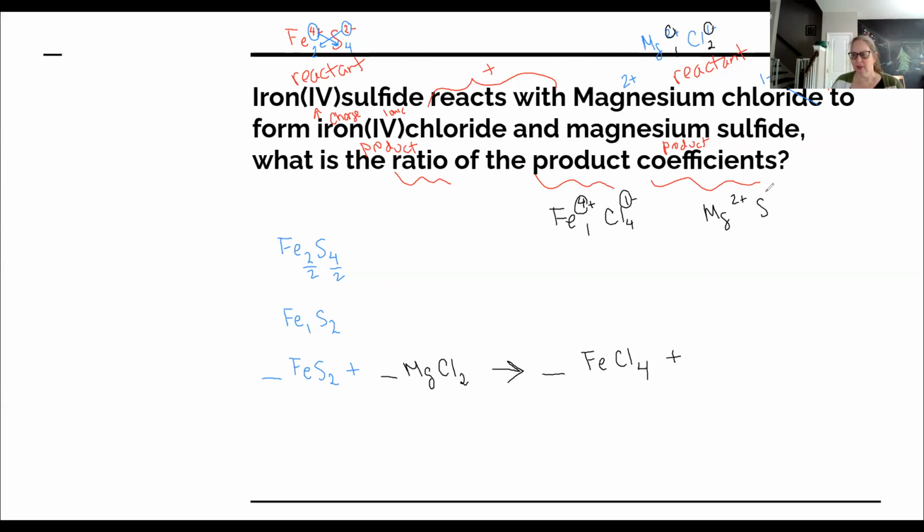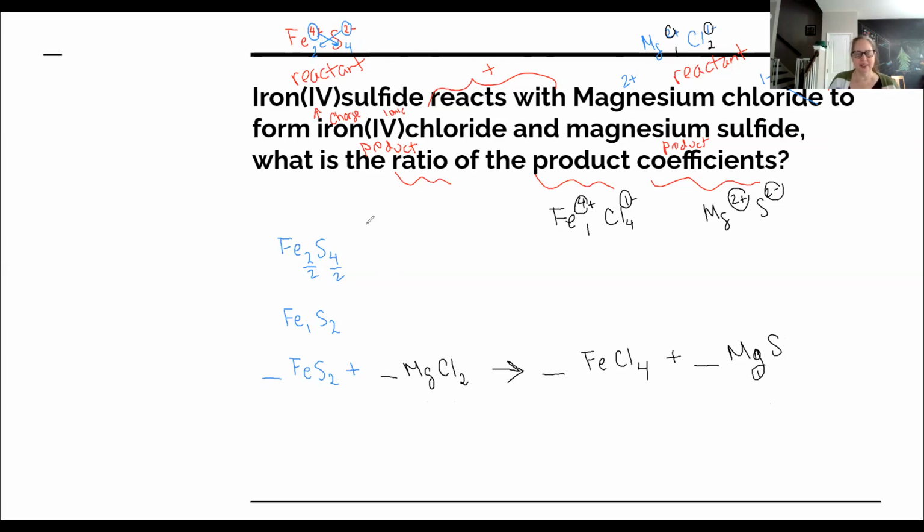2+, sulfide 2-. This is a basic ship. This relationship is perfect as is. I don't need to crisscross, but if you do, just make sure you simplify afterwards, because ionics are always in their simplest form. So I have iron 4 sulfide reacting with magnesium chloride to form iron 4 chloride and magnesium sulfide. That is the equation.